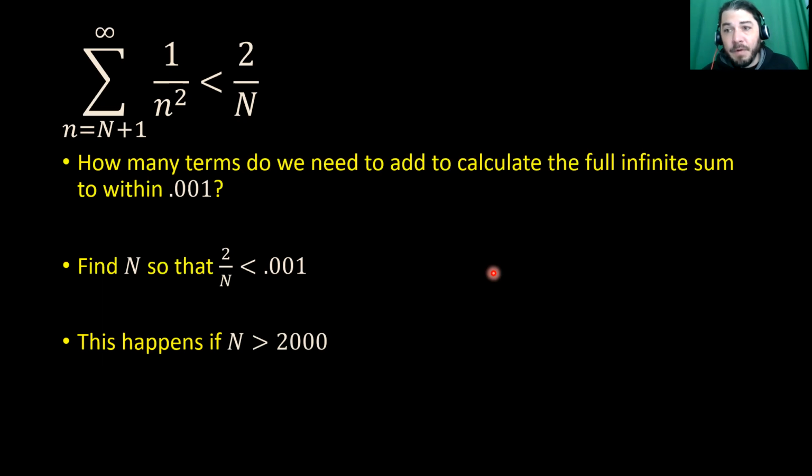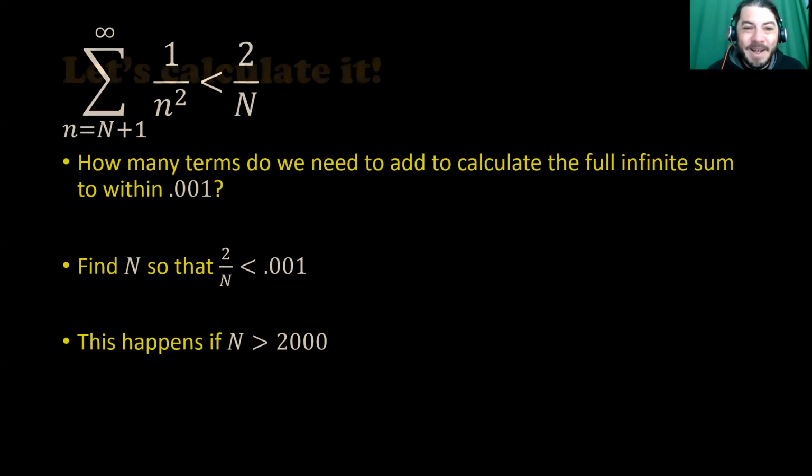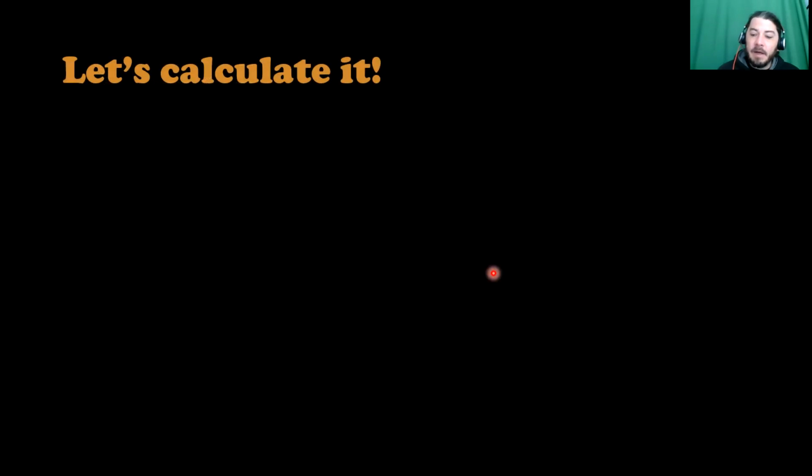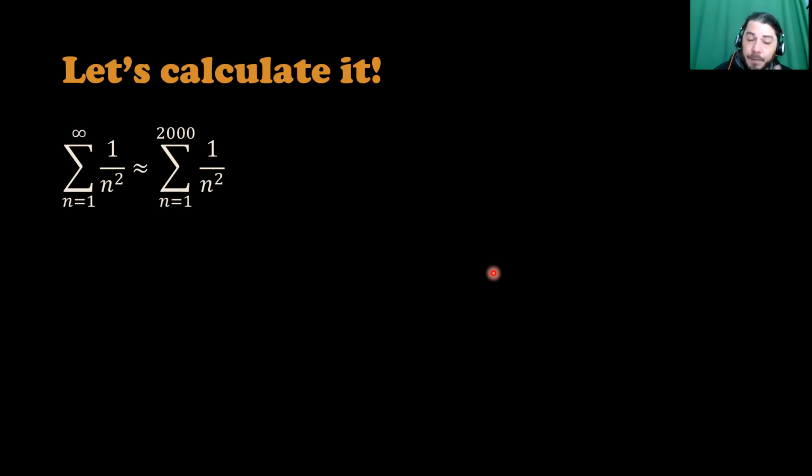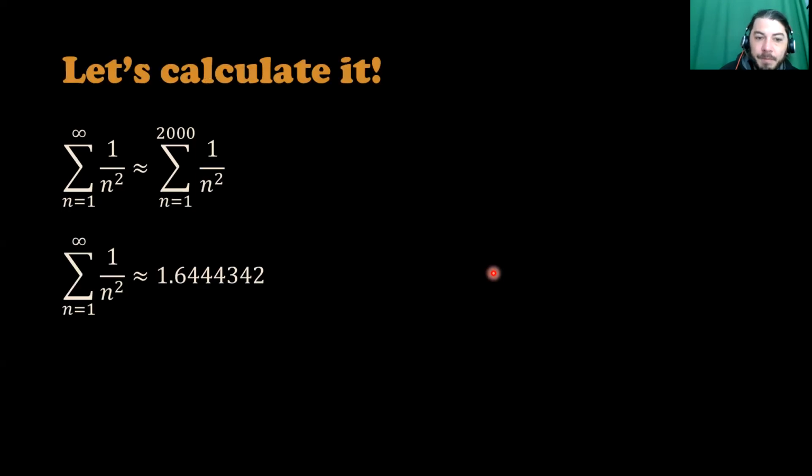Now, if adding up the first 13 terms of this series would have taken you all day by hand, certainly adding up the first 2,000 terms would take you like a week. But let's calculate it, because we live in the future, so we have computers. So we could say the full infinite series is approximately just the sum of the first 2,000 terms. I just plugged it into Wolfram Alpha, and we get about 1.6444342.